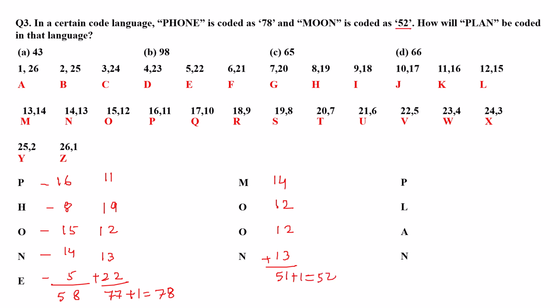So let's do it for plan also. For P, in the backward direction, it is 11. L is 15. A is 26. N is 13. And if I add it, I'm getting 65, and 65 plus 1 is 66. So D is the correct option.